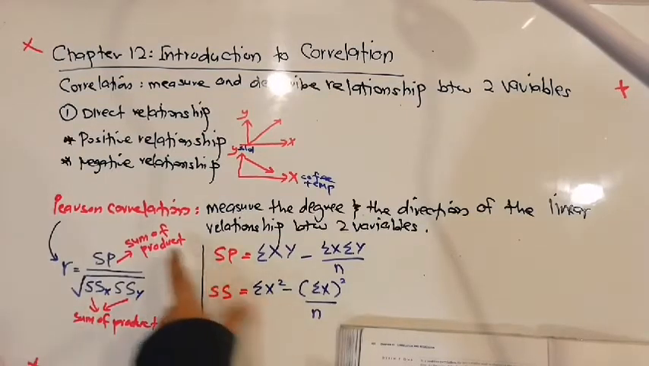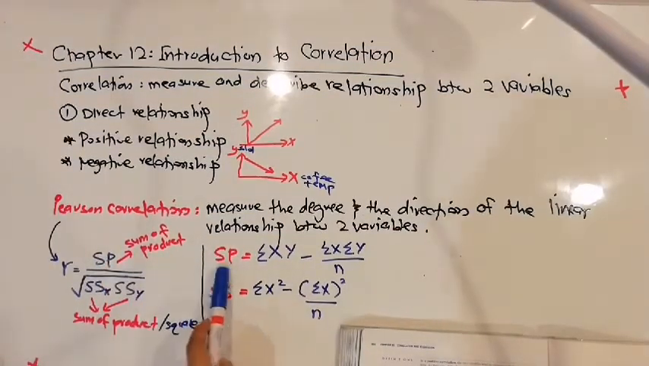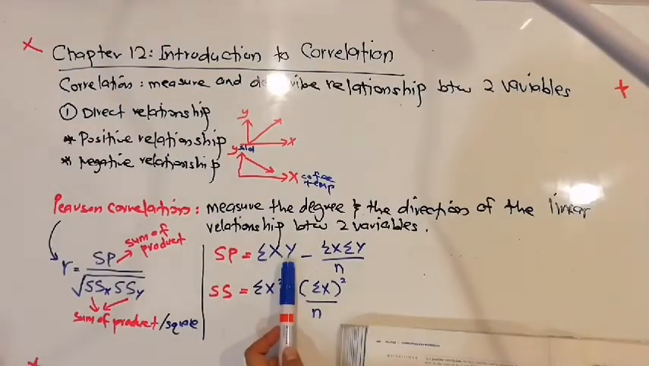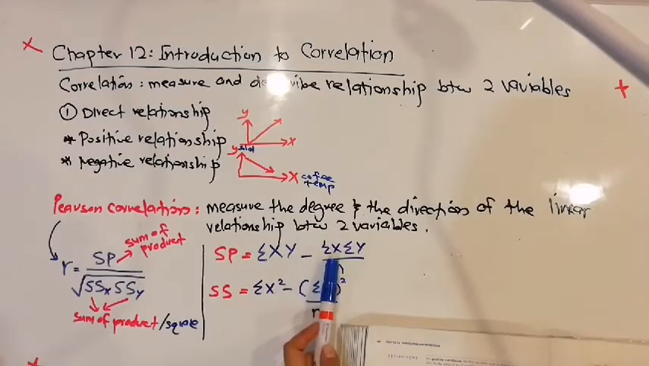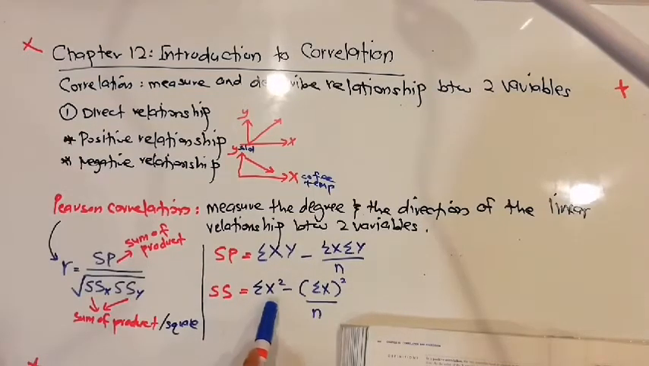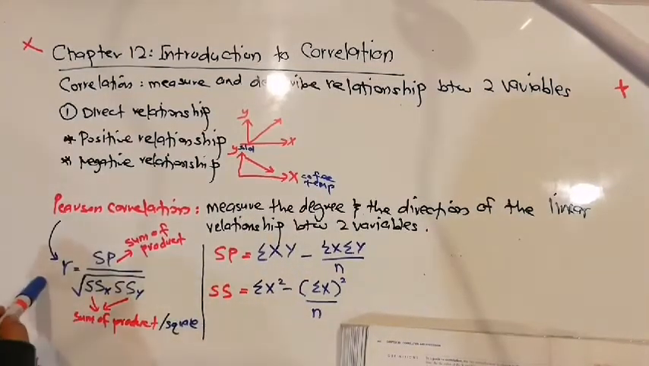How to find SP? The summation of product: you just use the formula, summation of xy minus summation of x multiplied by summation of y, divided by n. It is a direct question. For the summation of square, this is also a formula we learned before: summation of x square minus, in bracket, summation of x squared, divided by n. At the last you have to find the r.